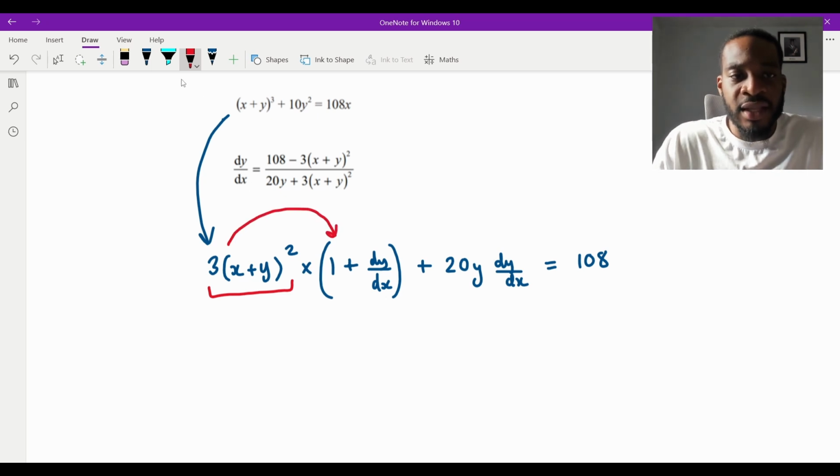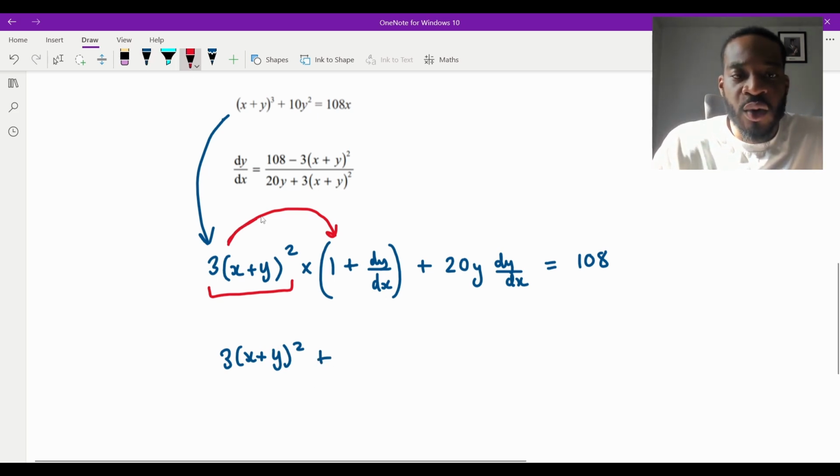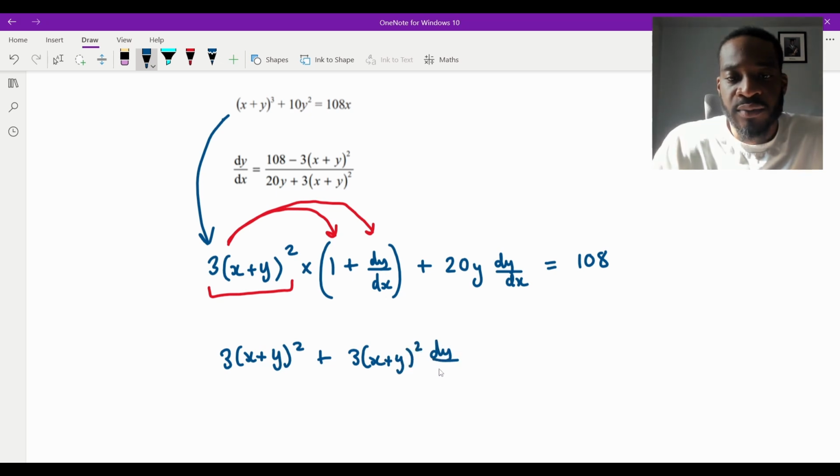So when I do that and that, then that will just give me 3x plus y all squared, isn't it? 3x plus y all squared times 1 is just 3x plus y all squared. And then plus, I'm going to do this one and that one, and then you just put them next to each other. So it's going to be 3x plus y all squared, and then dy dx. They want you to do that because you can see in the show that they haven't expanded. Anyways, that's fine. And then continuing, 20y dy dx is equal to 108.